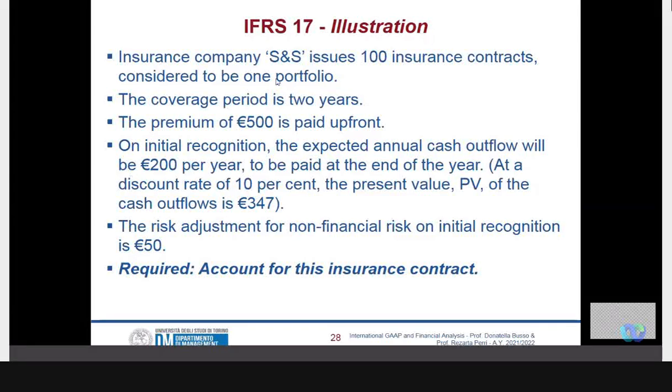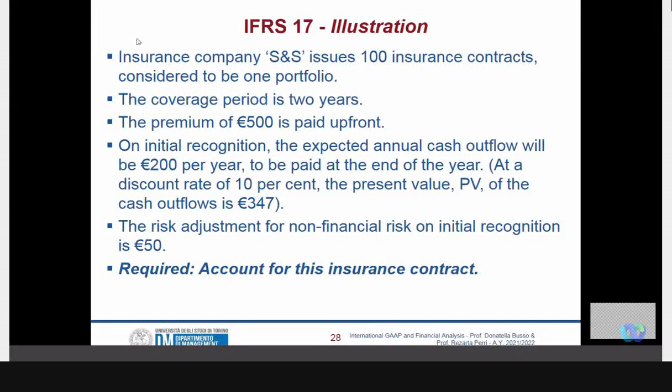So we have an insurance company, it issues 100 insurance contracts. They are considered to be one portfolio. Now, IFRS 17 allows you to bundle similar contracts together because otherwise you cannot manage them. You may have thousands. So you bundle similar contracts together: life insurance, car insurance, property insurance, customer sectors, regional geographic areas, and so on.